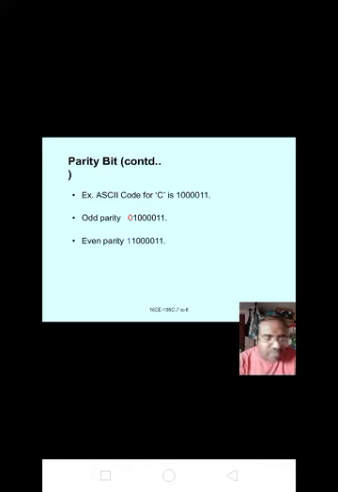Write this example. ASCII code for C is 1 0 0 0 0 1 1. Odd parity 0 1 0 0 0 0 1 1. Even parity 1 1 0 0 0 0 1 1.